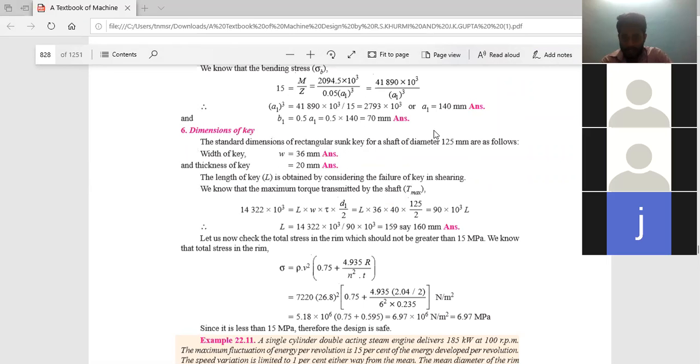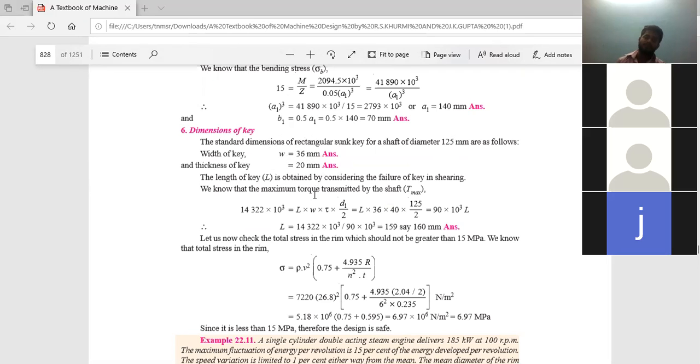The shaft diameter I have already calculated in the previous part. I will use that shaft diameter corresponding to that table, and I will get the width of the key and the thickness of the key. This I will get from the data book. Width of the key is coming out to be 36 mm and the thickness is coming out to be 20 mm.